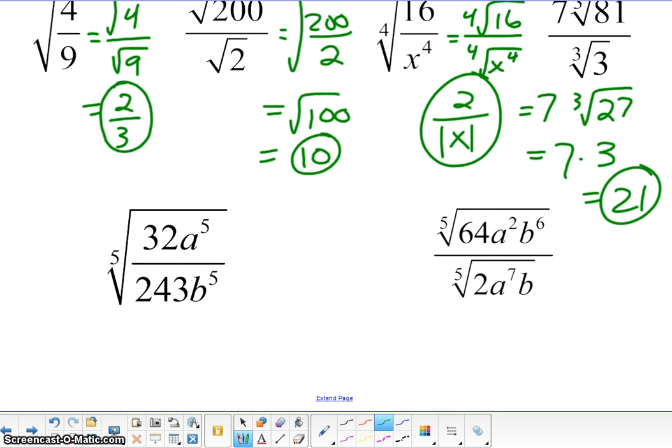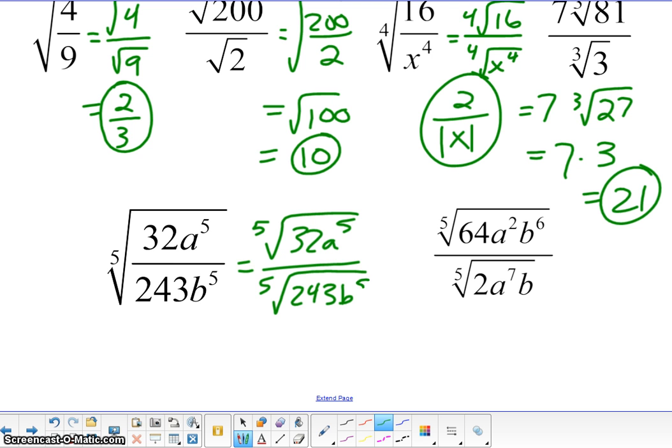Okay? Another type is the 5th root of 32. Lots of things going on here, so just be organized. 5th root of 32, a to the 5th. We're going to solve that one. Then we're going to look at what's in the denominator. Okay, so individually, the 5th root of 32 is going to be 2.